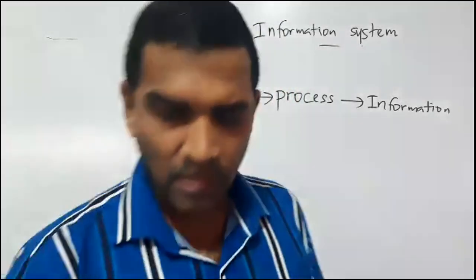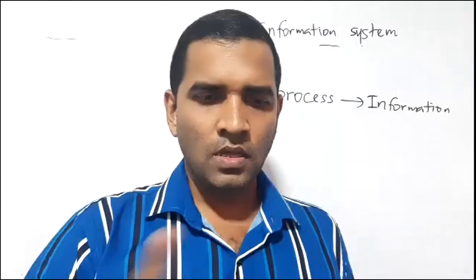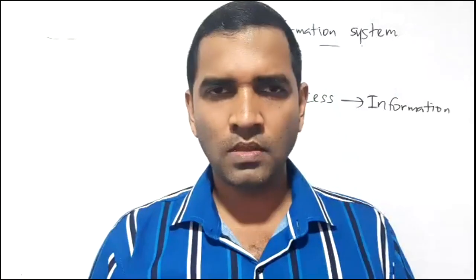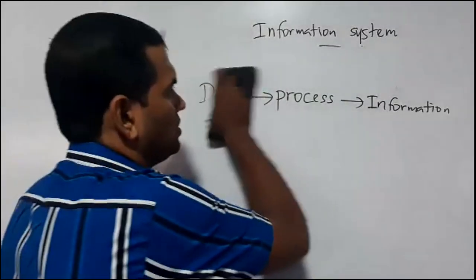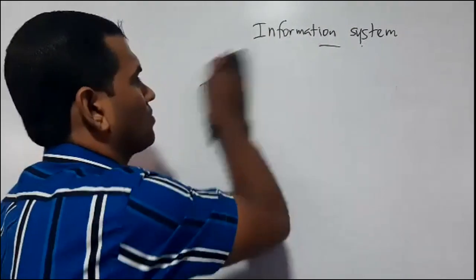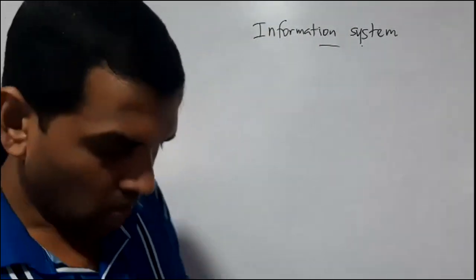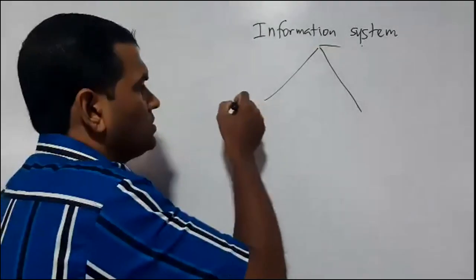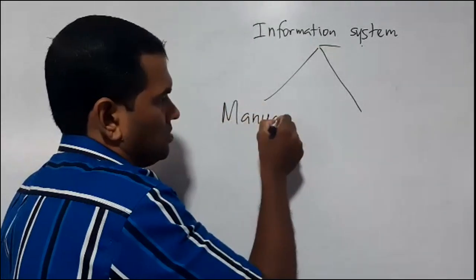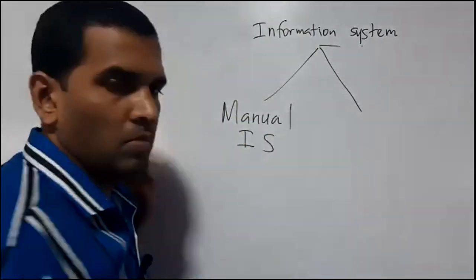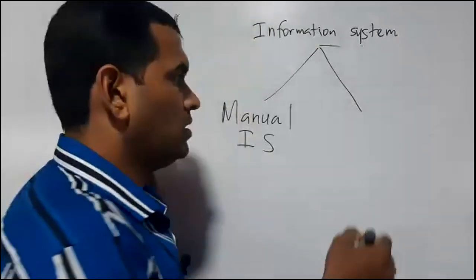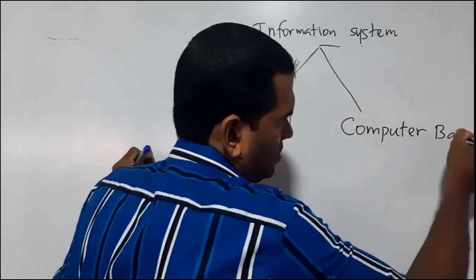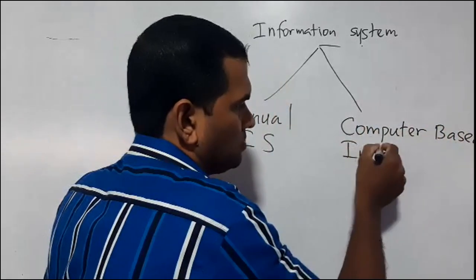Clear? So there may be many examples provided, but this is enough because hereafter I have to take the types of information system, so I can explain a little more than this, right? So let's take the types of information system. Listen to me. So there are two types of information systems. The first one is called manual information system. Second one is called computer-based information system.